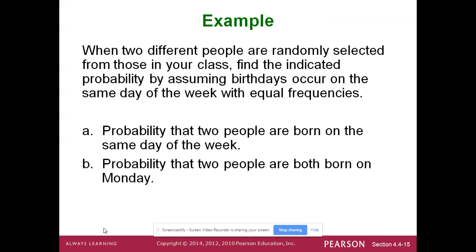So 7 over 7 times 1 over 7 is 1 over 7. What's that as a decimal? 3 significant digits. 0.143. Okay. So there's our probability for the A part. B says the probability that 2 people are both born on a Monday.